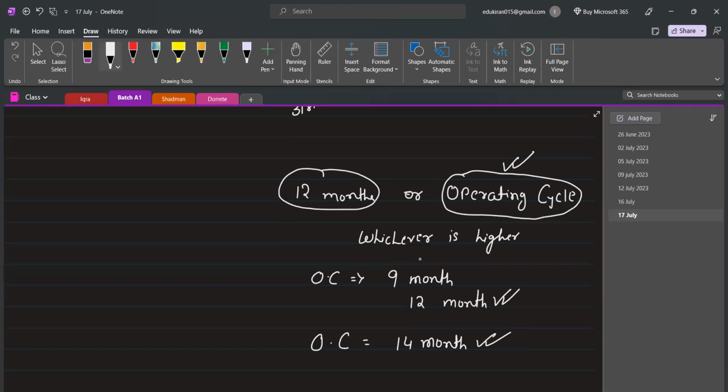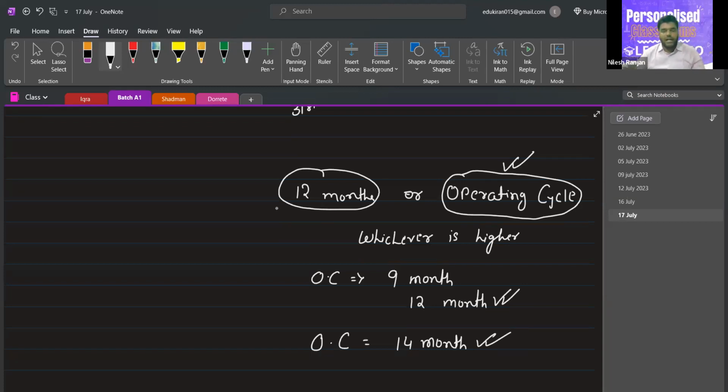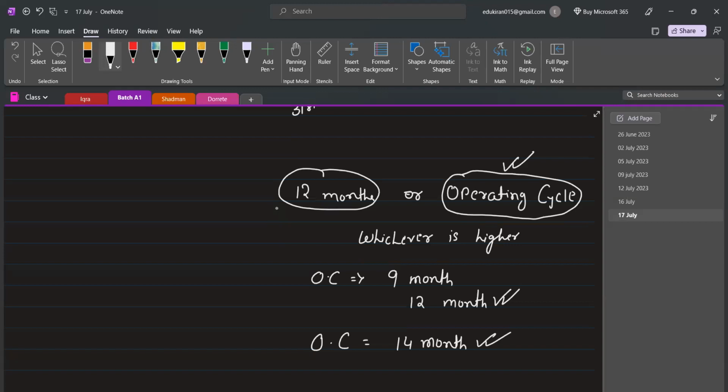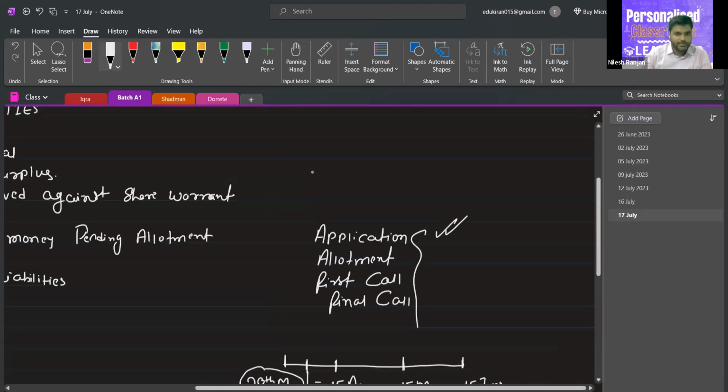Non-current liabilities are liabilities which are to be paid after 12 months or after the operating cycle. And in the same manner, current liabilities are liabilities which are to be paid within 12 months.